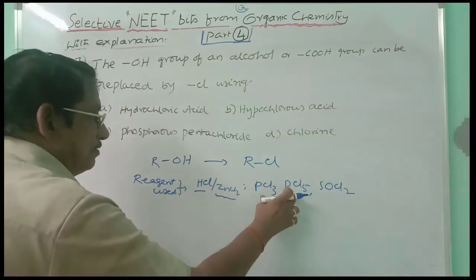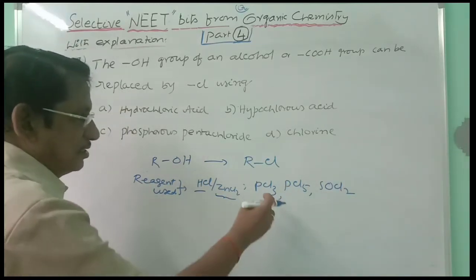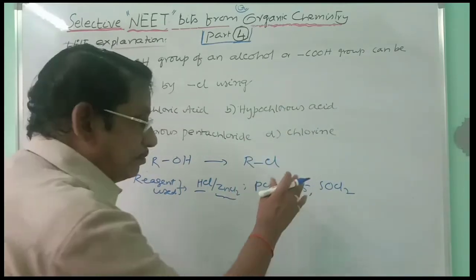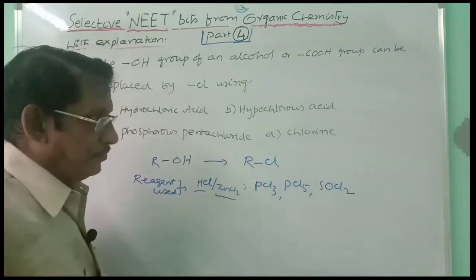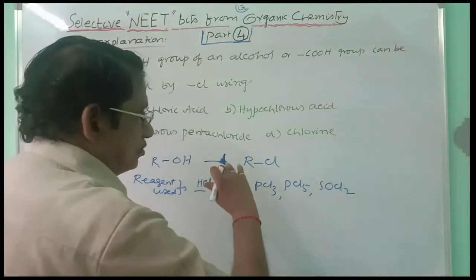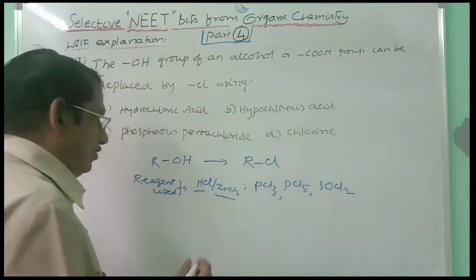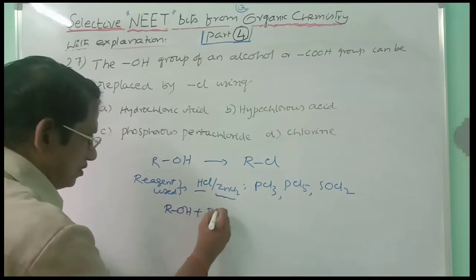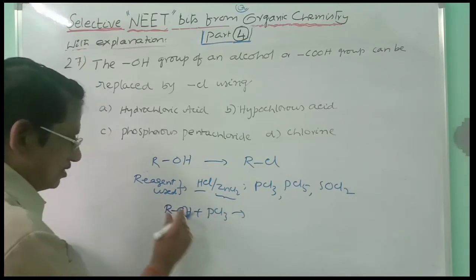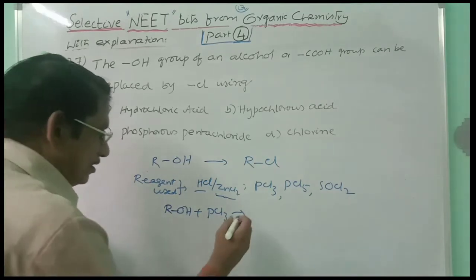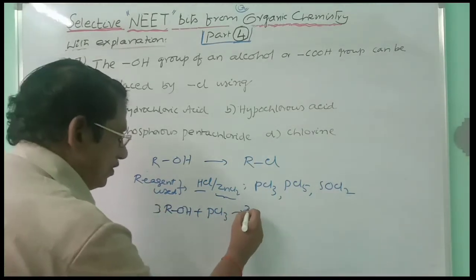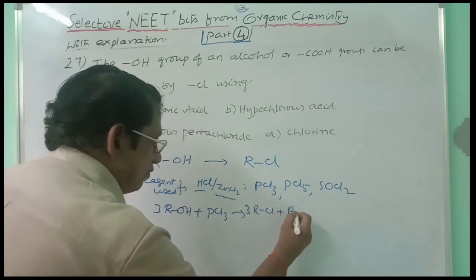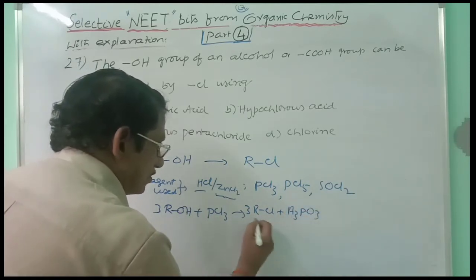PCl3 and PCl5 can also be used. When PCl3 is used, all the 3 Cl groups will be utilized for the conversion. In the case of PCl5, only 1 Cl is utilized. In the case of SOCl2, 1 Cl is utilized, 1 OH group is to be taken there. You can take, for example, ROH plus PCl3. All the 3 Cls will be utilized here. So you will get here 3 OH groups. 3 RCl plus P(OH)3, H3PO3. And this is the conversion.